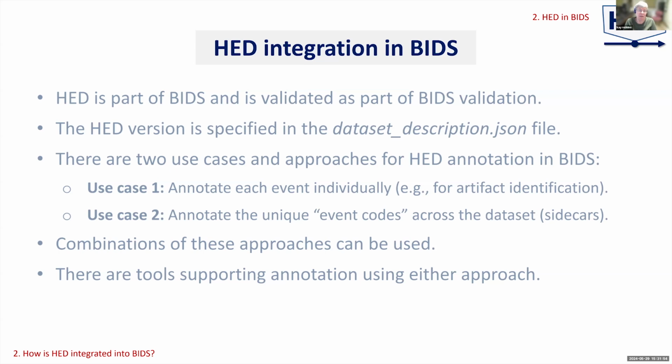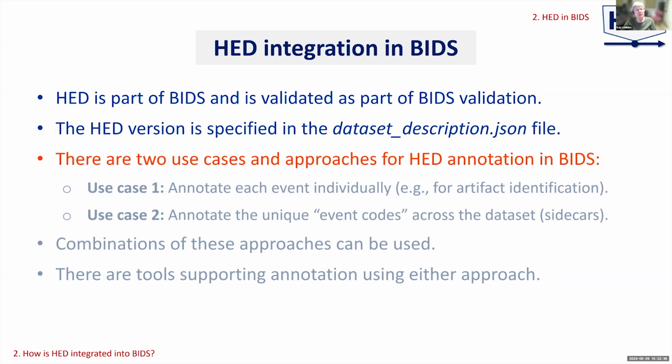And we have a HED validator, which is called as part of the BIDS validation. So it's very well integrated into there. If you have HED annotations in your BIDS data set, the BIDS validator will validate the HED as part of that. And we provide an NPM module that is integrated as one of the libraries into the BIDS validator. You specify the HED version in the dataset_description.json file, which is at the top level of your BIDS dataset, if you're familiar with BIDS.